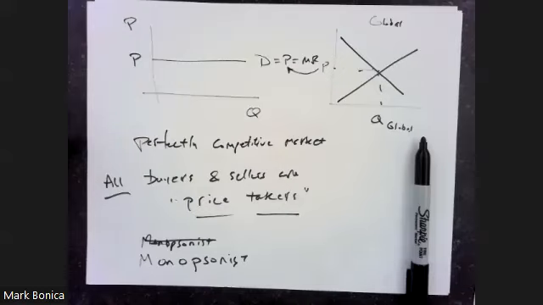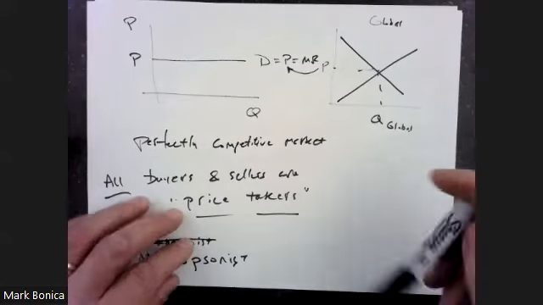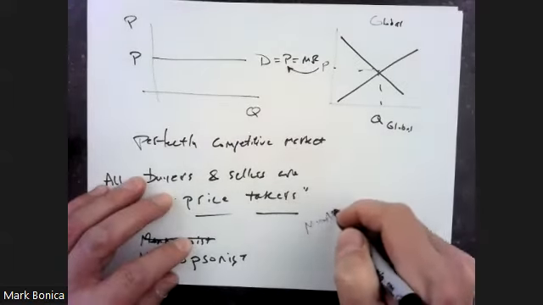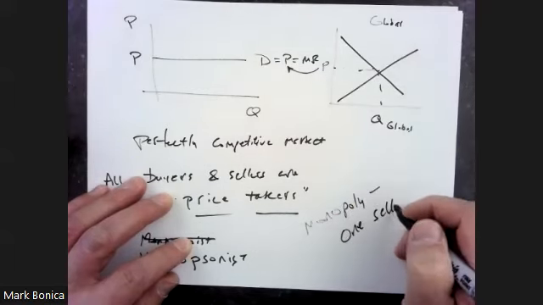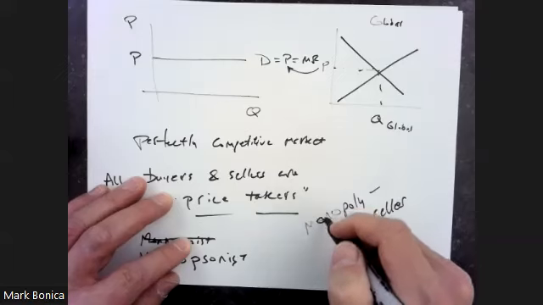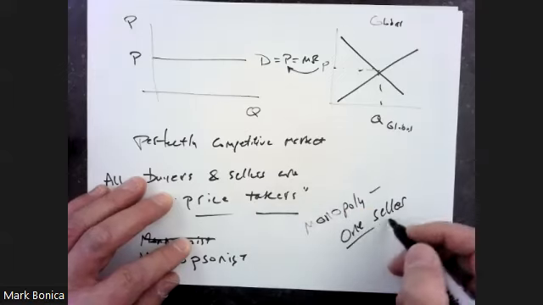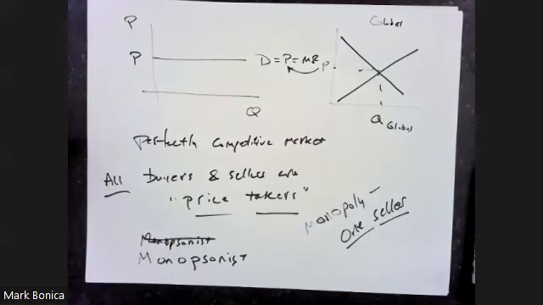Okay, so monopoly, one buyer, right? And that one buyer in the market, one seller in the market. Monopoly is one seller. One seller.